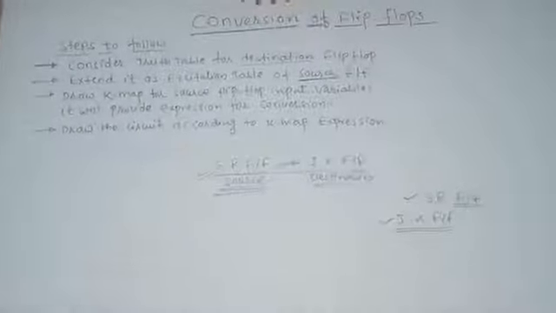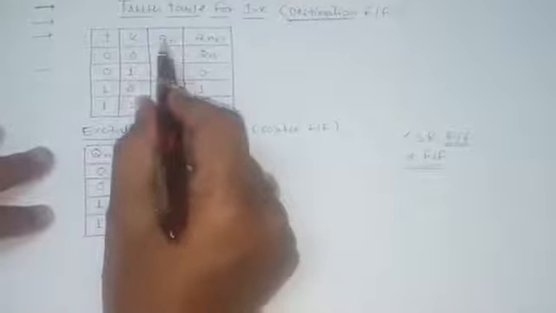So let us consider a simple example, to convert an SR flip-flop into a corresponding JK flip-flop. Here we need to consider first of all the truth table for the JK flip-flop, which we consider as the destination flip-flop. As we know, the truth table for the JK flip-flop is somewhat like this. These are the different input conditions for the JK flip-flop. Qn represents the current state and Qn plus 1 represents the next state.